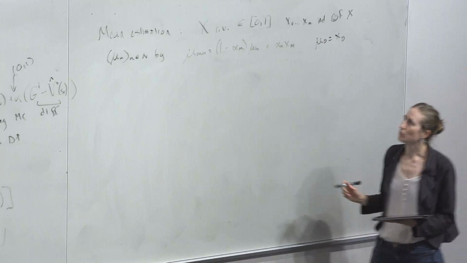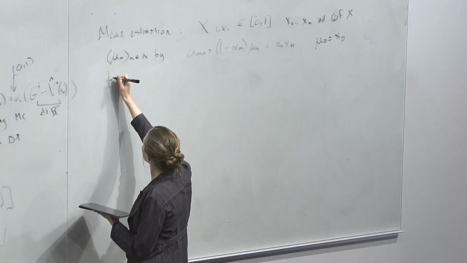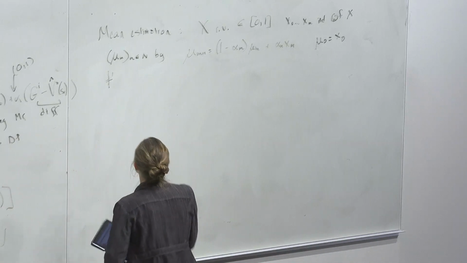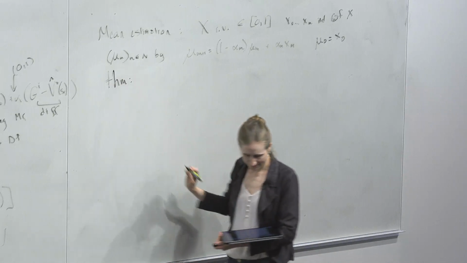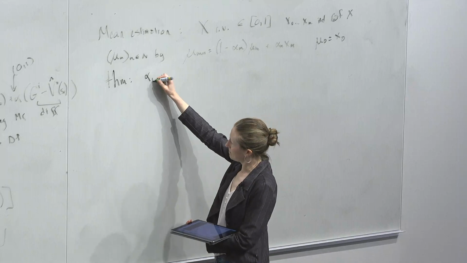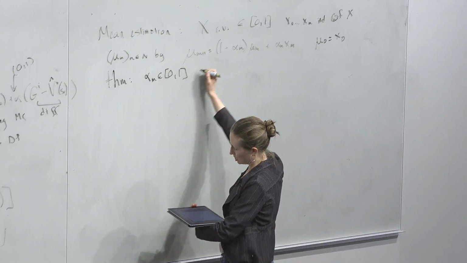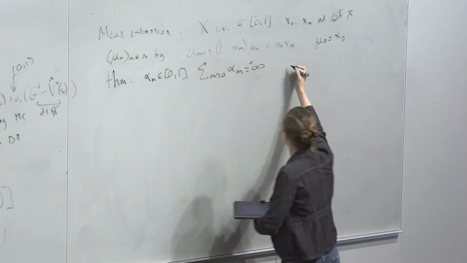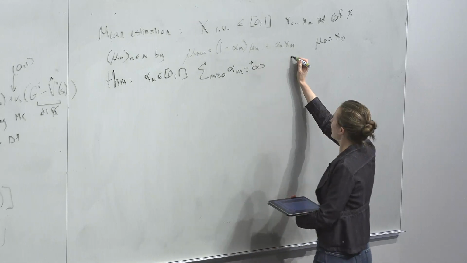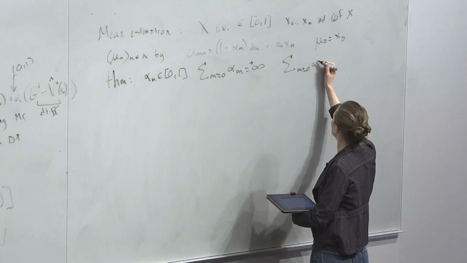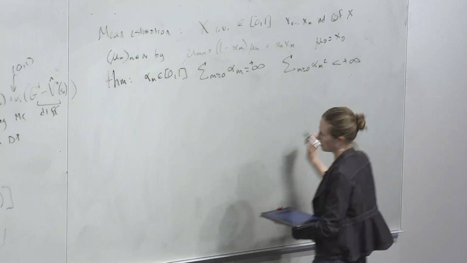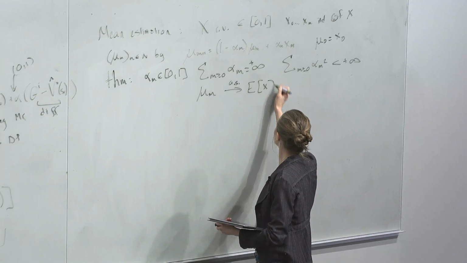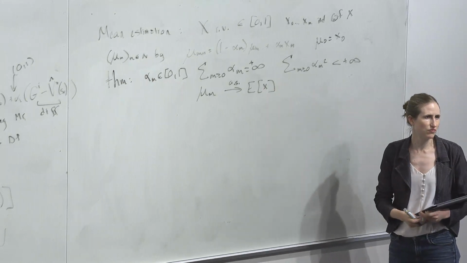Okay. So what the theorem says is that if alpha m is in (0, 1), such that the sum over m greater than or equal to 0 of alpha m is equal to positive infinity, and the sum over m greater than or equal to 0 of alpha m squared is less than positive infinity, then mu m is going to go almost surely to the expected value of x. So it's going to converge, and it's going to converge to the true mean.